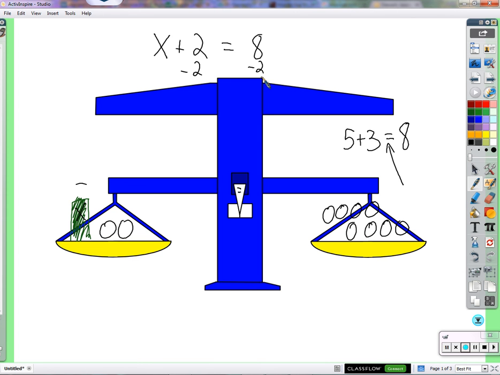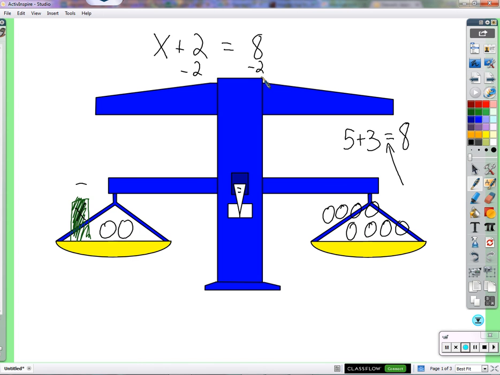Subtracting. Doing the same thing to both sides. What we do to one side, we do to the other, because if we didn't, one side would be bigger. It wouldn't be the same. One side would be bigger, it would be lighter. Yes. Because if we didn't, it wouldn't be equal, and we want to keep it equal.